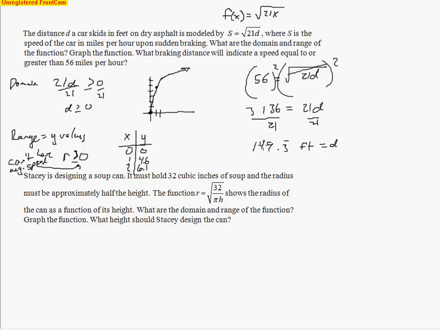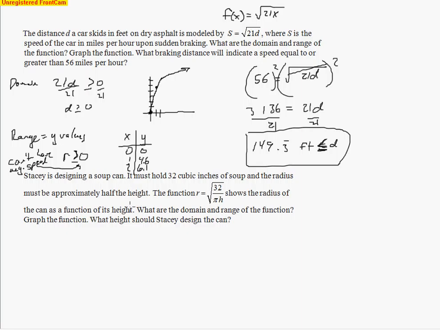So it looks like anything at 149.3 repeated feet or more is going to tell us that the speed was 56 miles an hour or greater. So we'll say distance greater than or equal to. I'll put it in this sense because we wanted a speed that was 56 or greater. So let's take a look at the next one here.